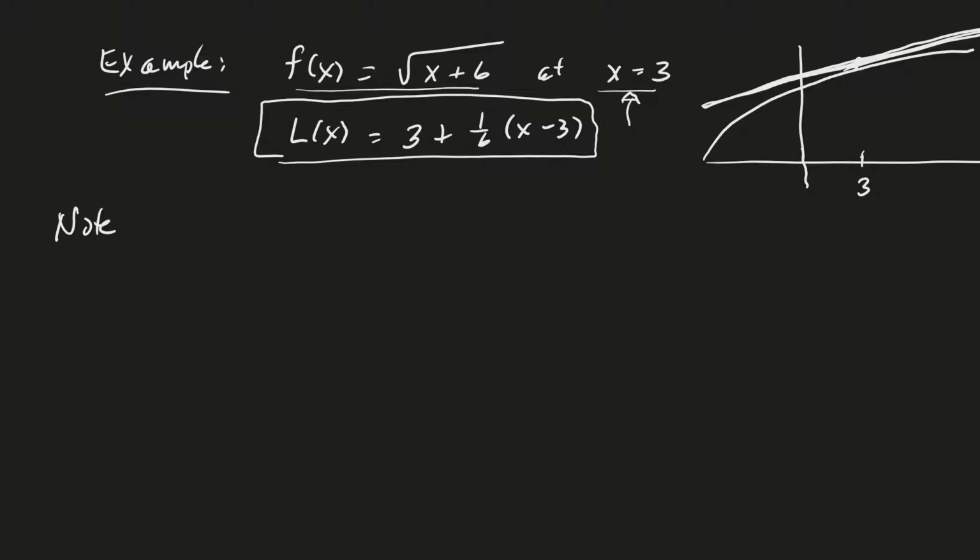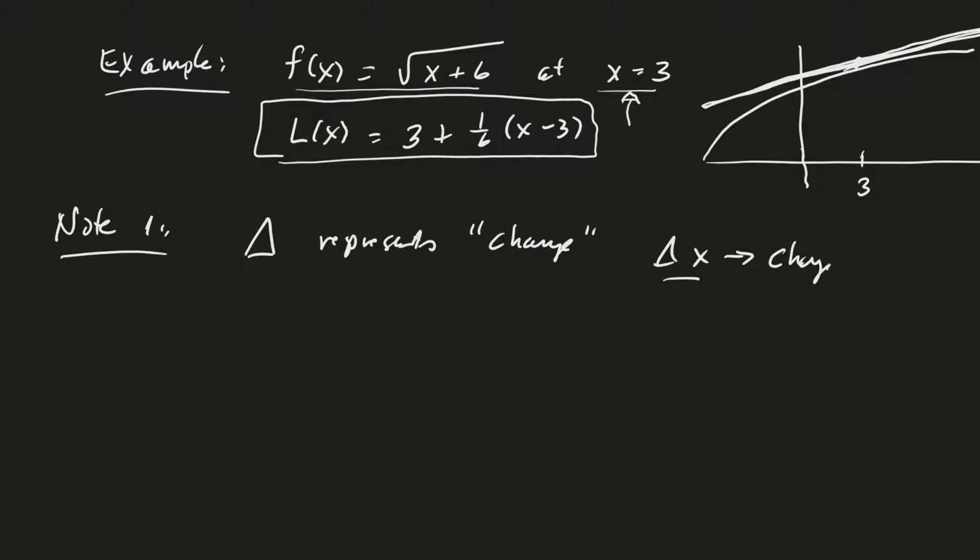Note 1: mathematicians like to use delta to represent a change. So if you see a delta x, for example, that would mean a change in x, and delta y is a change in y. Or for example, delta a would be a change in a, whatever a is. The delta something is a change in that something.